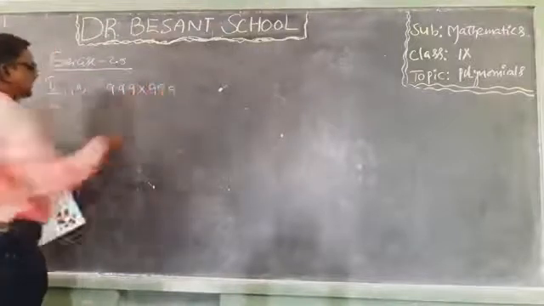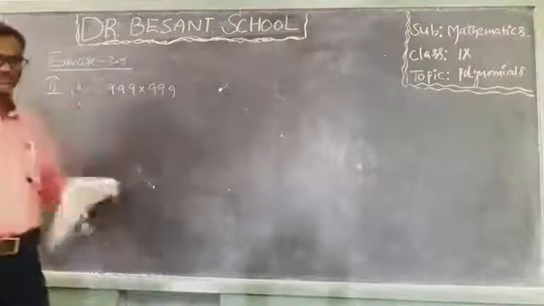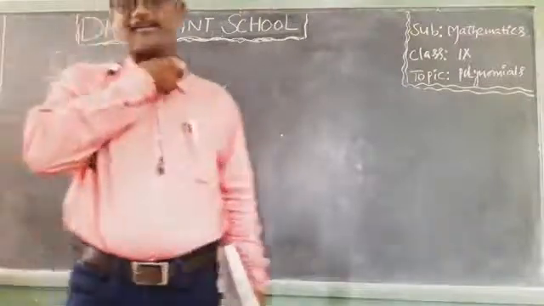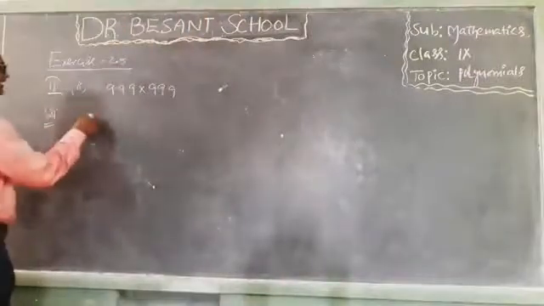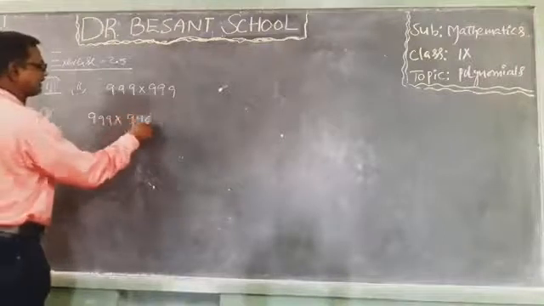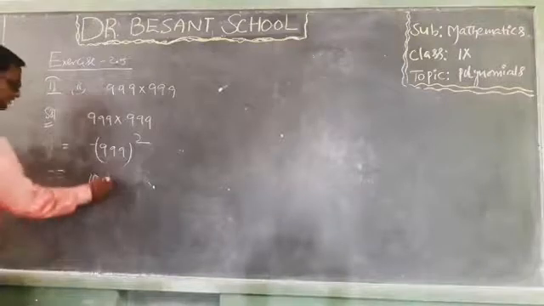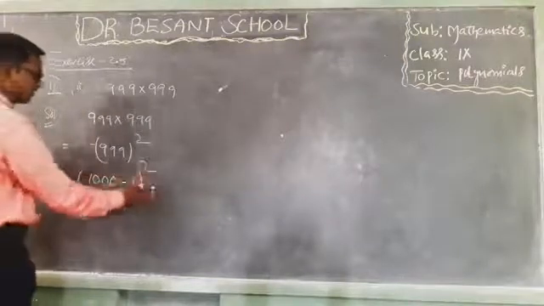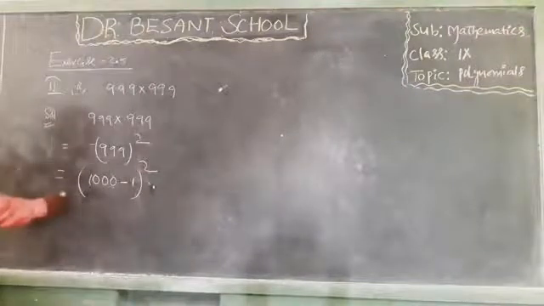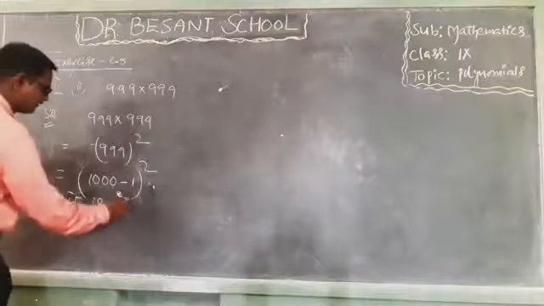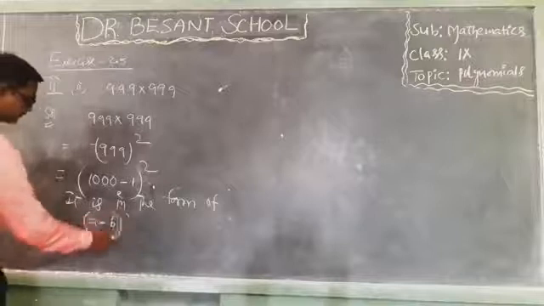999 into 999. What is the value of 999 into 999, without actual multiplication? So we should not multiply actually; we need to use some identity. This is 999 whole square. So 999 can be written as 1000 minus 1 whole square. Children, 999 is written as 1000 minus 1, so it is in the form of a minus b whole square.